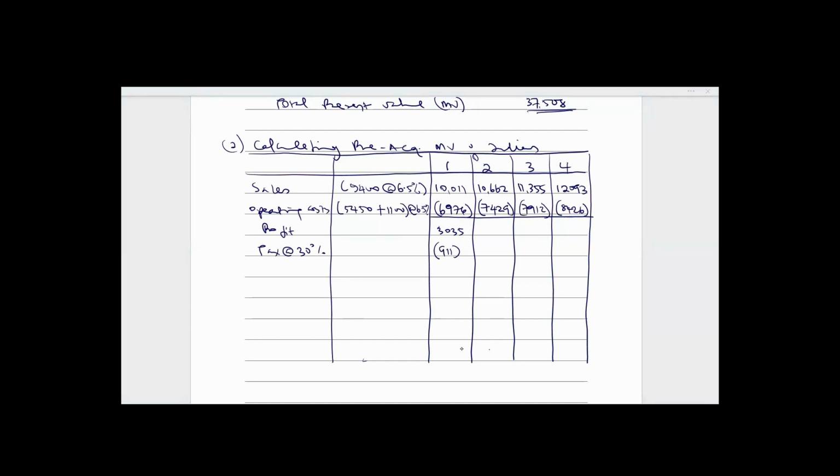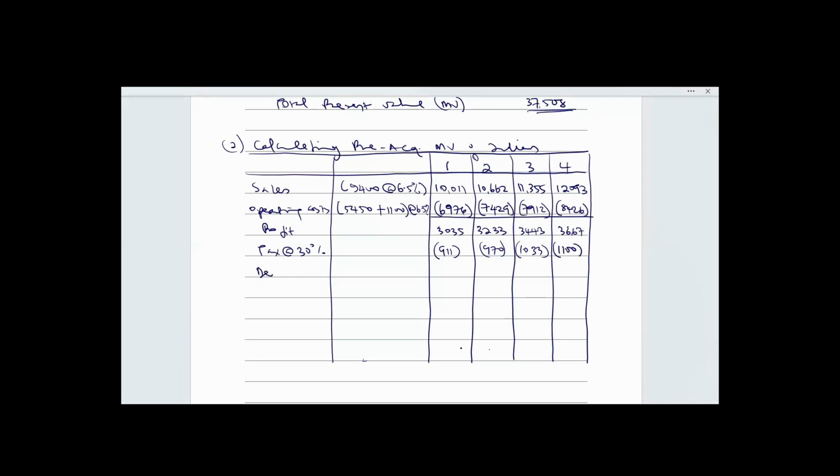Next one, 10,662 minus 7429 equals 3233. So multiply by 0.3 equals 970. 11,355 minus 7912 is 3443. Multiply by 0.3, 1033. 12,093 minus 8426 equals 3667. Multiply by 0.3, 1100.